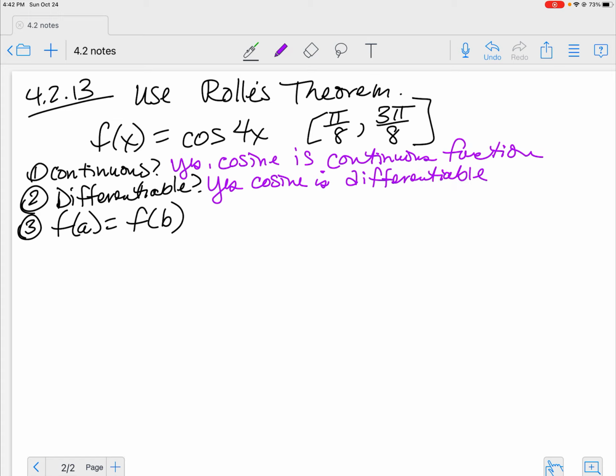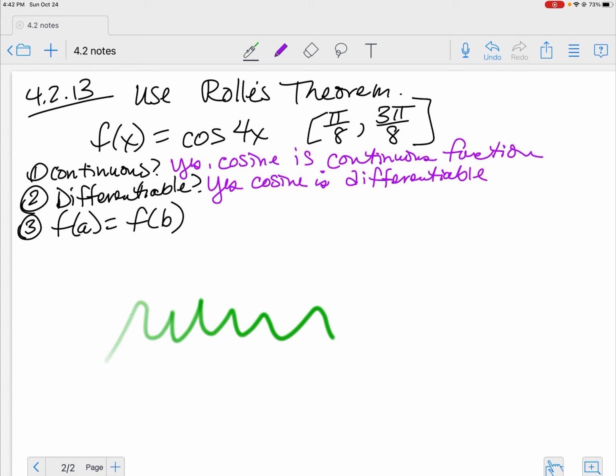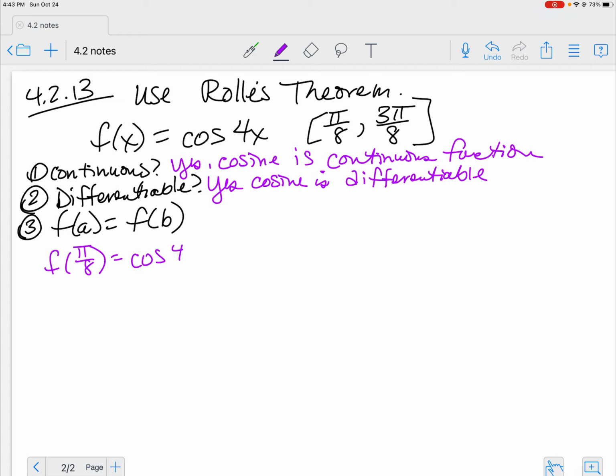I know that if I'm looking at cosine, it's just bouncing back and forth. The only thing that matters is, is it a wide bounce? Is it a real narrow bounce? Which this one is narrow. But that's the point. Now, I'm going to plug in f of pi over 8 and see what that's going to give me. The cosine of 4 times pi over 8 is equivalent to the cosine of pi over 2. What's the cosine of pi over 2? 0. So f of pi over 8 is equal to 0.